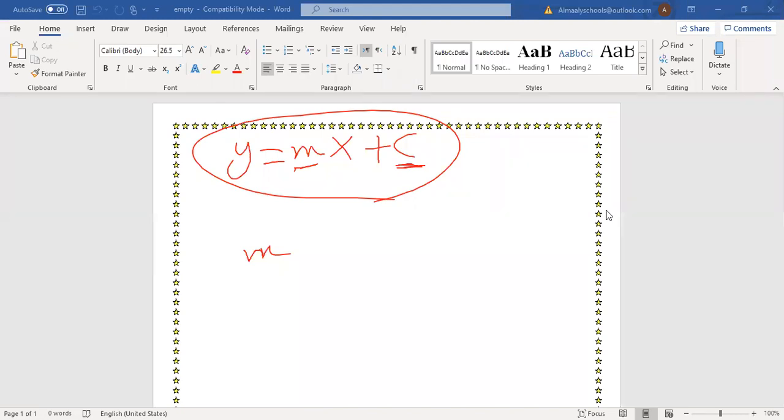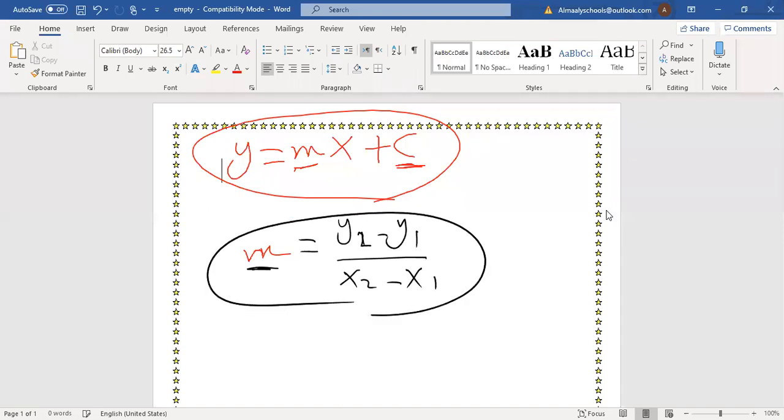Ahmad, do you have a rule to calculate m if you have 2 points? If you have the coordinates of 2 points, can you calculate the gradient of the straight line? Yes, m equals y2 minus y1 over x2 minus x1. Excellent. So m is the gradient of the straight line, and the general form of the equation of the straight line is y equals mx plus c.